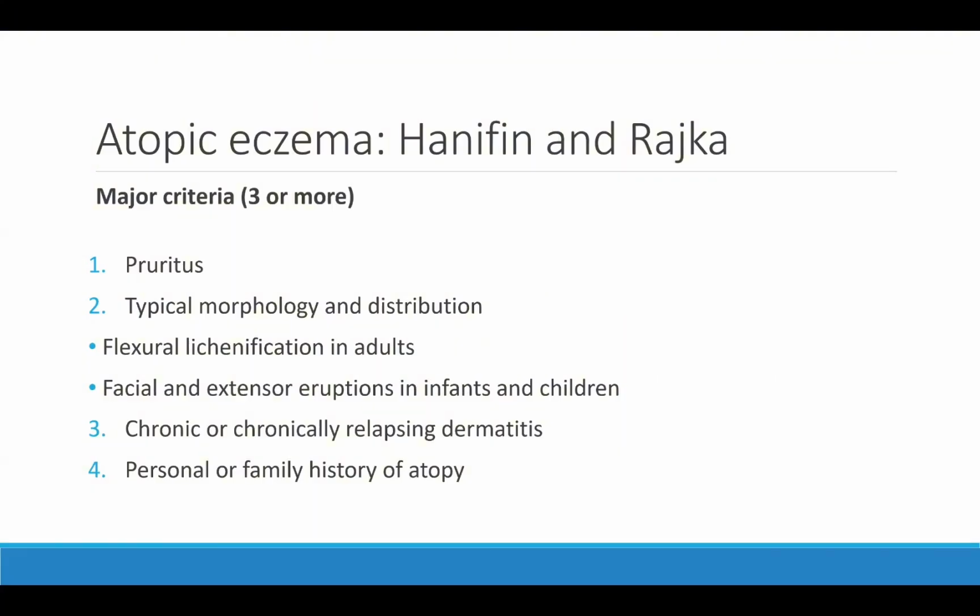Another diagnostic criteria that's often used is referred to as Hanifin and Rajka. And the major criteria, you need 3 or more, include 1. Pruritus, 2. Typical morphology and distribution. So this refers to flexural lichenification in adults and facial and extensor eruptions in infants and children. Next, chronic or chronically relapsing dermatitis, as well as a personal or family history of atopy.